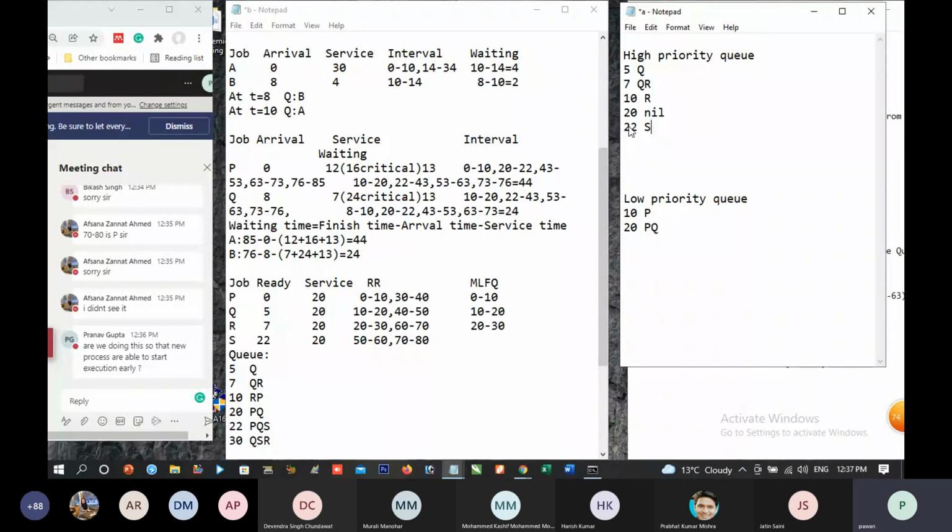That is correct. You are correct, Pranav. We are doing this so that new processes can start early. Because if a job has not finished within the time quantum, it is expected that it is a long job. And a new process may be very small.